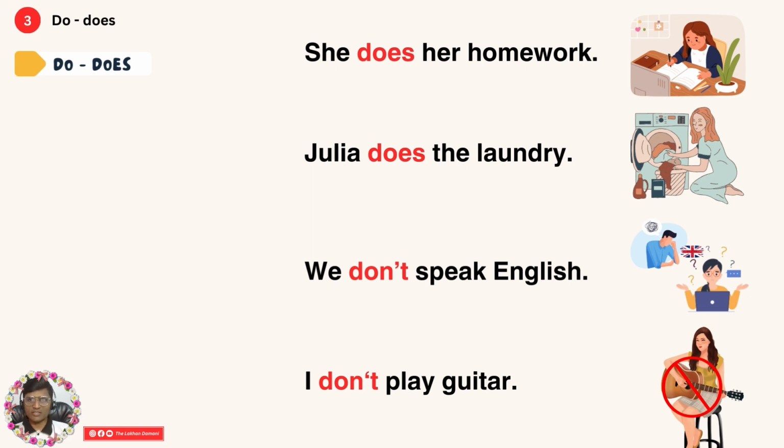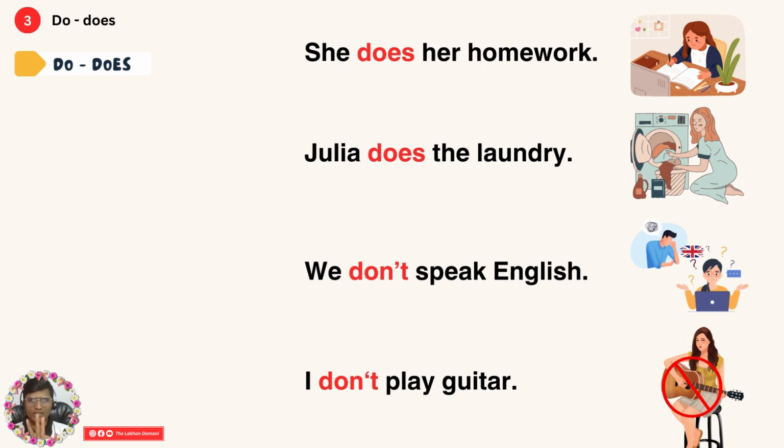Here we use the negative version, don't. Don't is a contraction of do not. So I do not play, we do not play, right? If we want to make these sentences negative, we will say she doesn't do her homework. We're going to add don't or doesn't here. Julia doesn't do the laundry. Remember, that's going to change if you want to say it in the negative. I hope you are clear.